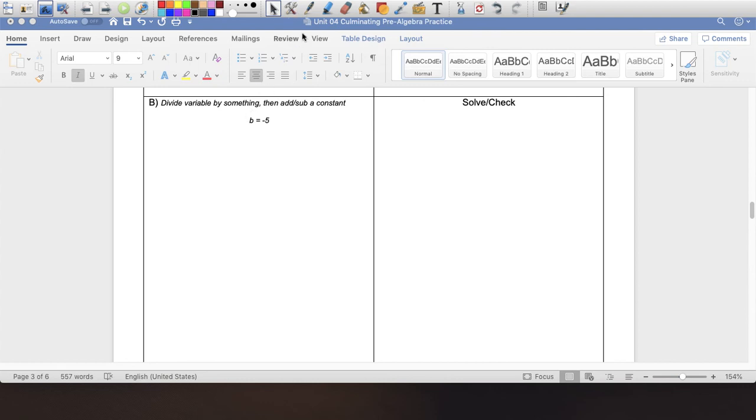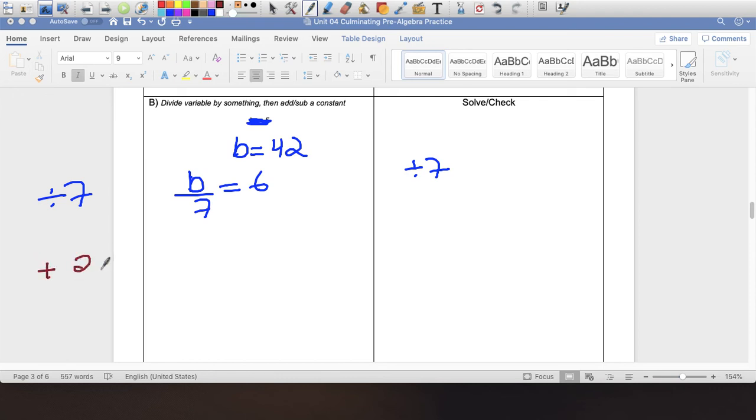Yeah, let's do this one. So I'm going to just cross that out, and I'm going to go b equals, I don't know, 42. I divide the variable by something, so I want numbers that 42 can be divisible by: 2, 6, 3, 7. Let's divide this by 7. So I'm going to divide this side by 7, and divide this side by 7. So I'm going to get b over 7 equals 42 divided by 7 equals 6. Now it says add or subtract. In this case, let's add 2. B over 7 plus 2. And on this side, I'm going to add 6 plus 2. It's going to give me 8. That's it. I can stop right here.